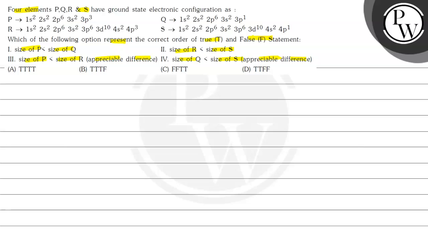B: true, true, true, false. C: false, false, true, true. D: true, true, false, false. So here we will start our solution.